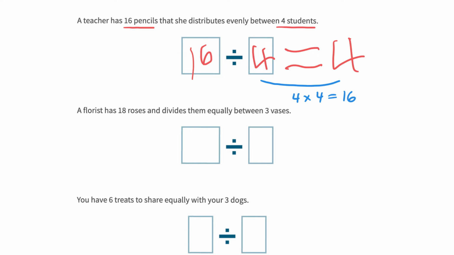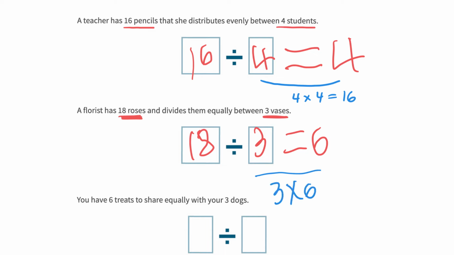A florist has 18 roses and divides them equally between 3 vases. What's the division sentence? 18 divided by 3 equals 6. Excellent. And we can check our answer. 3 times 6 is 18. Yeah, then it has to be right.